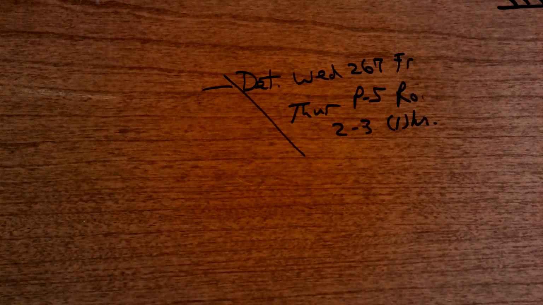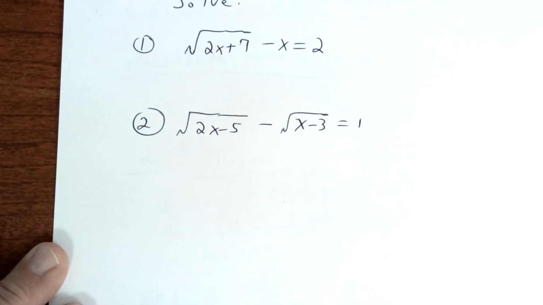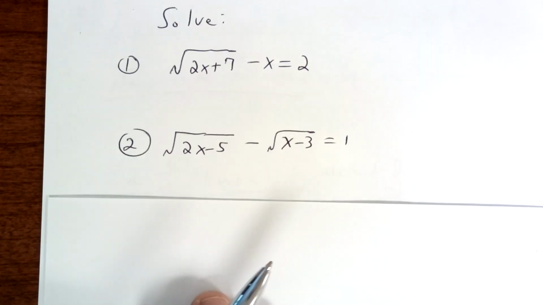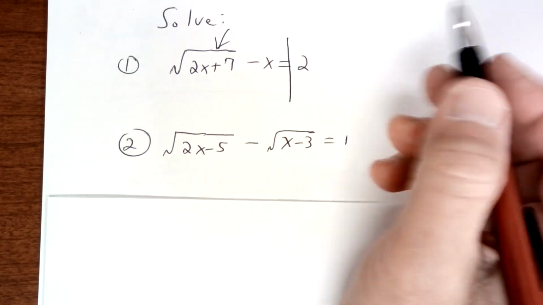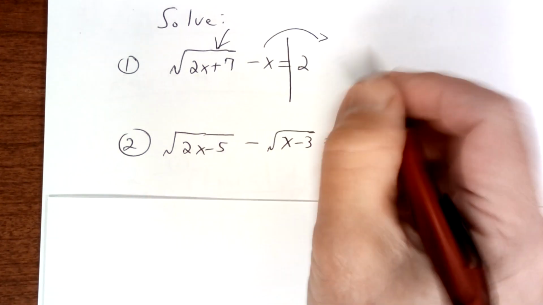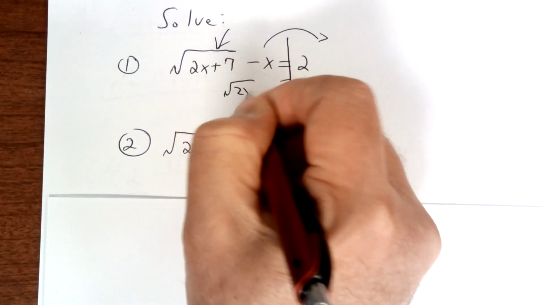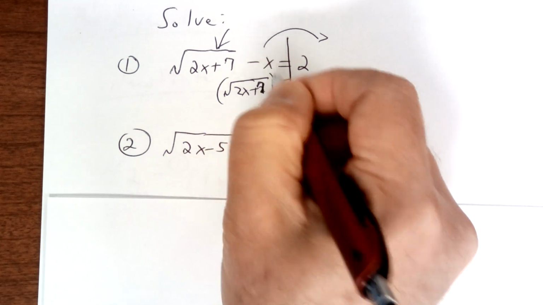Let's turn our attention now to college algebra. Okay, so on this right here, what I would do is isolate the radical. So I would move this to the other side and get x plus 2. Once you do that, you want to go ahead and square both sides to get rid of the radical.